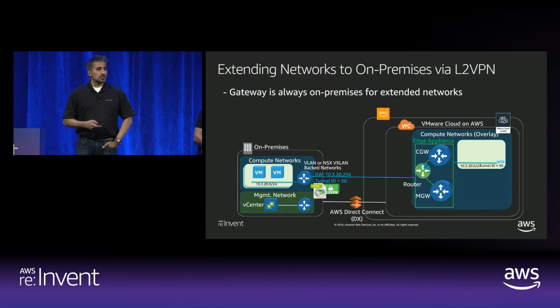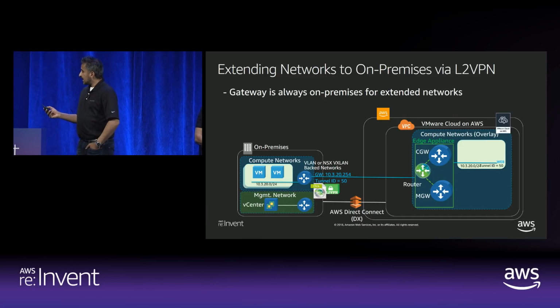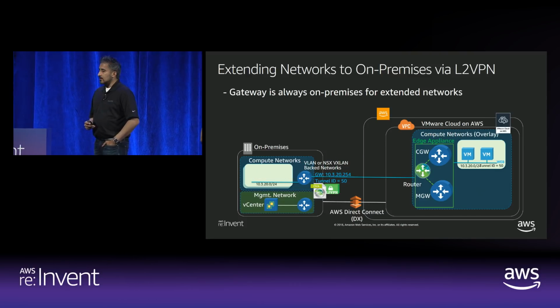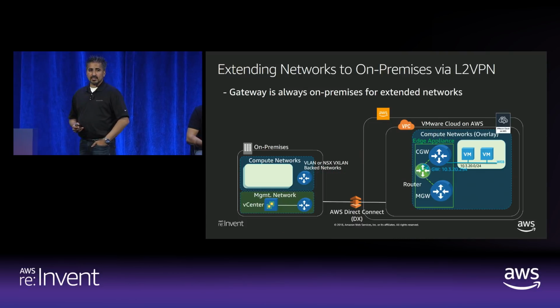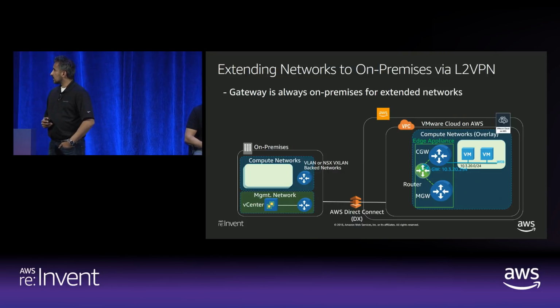And how we see customers use this is they'll set up extended network, they'll set up L2 VPN, and they'll migrate their workloads to the SDDC. And once that migration is done for that subnet, they'll switch that extended network to a routed network, which at that time the gateway will become the CGW or the tier 1 router there, okay?